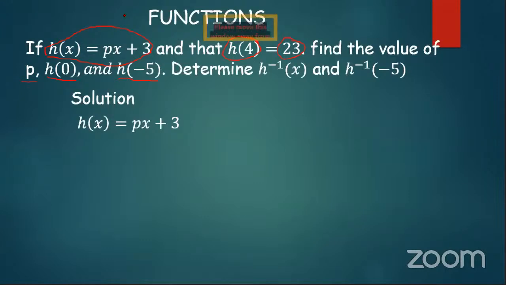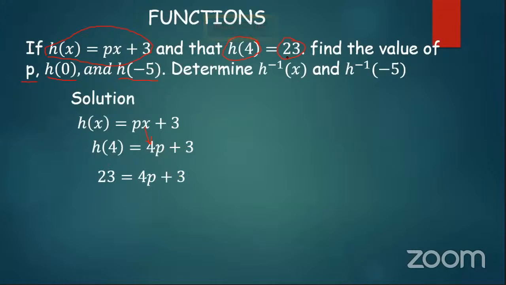So let us go through what our friend has said. They have said where there is a 4, so we are going to find h of 4. So h of 4, where there is x, we put a 4. So it becomes 4p plus 3. Then after that, we equate it to 23, since they said h of 4 is equal to 23. So we put 23 is equal to 4p plus 3.